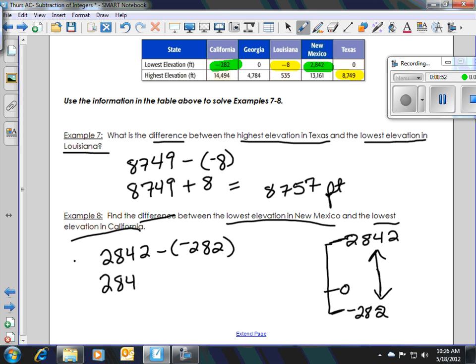So 2842 is what I'm keeping. Here's my subtraction sign that I'm changing to addition. This is a negative. See how there's two negatives there? That's how I know that this is a subtraction sign and this is a negative sign. So 282. And then I need to add these numbers together. So 4, 8 and 4 is 12. Carry my 1. 8 and 2 is 10 plus my 1. That's 11. So I got to carry another 1, which gives me 3,124 feet.